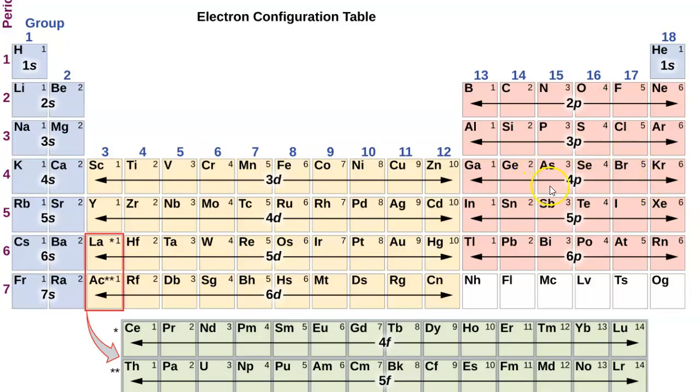So let's see. I think we talked about carbon, right? Well, I'm in the second row down. I'm in the P, so 2p. How many across? 1, 2, 2p2. How about oxygen? We did the electron configuration for that. Well, second row, 1, 2, 3, 4, 2p4. Isn't that what we got in the notes above? Sure is. How about sulfur? Third row, 1, 2, 3, 3p4.